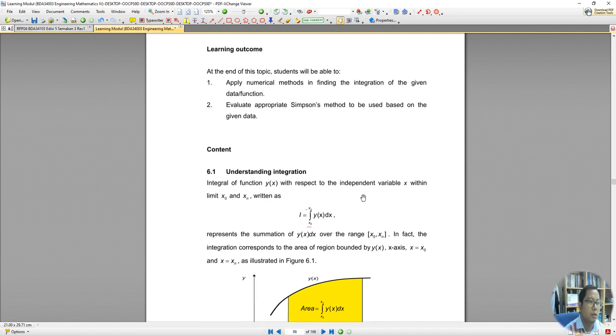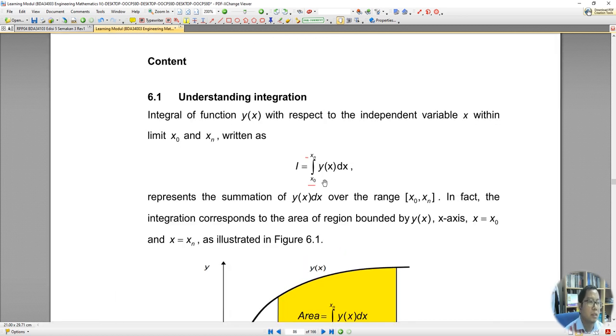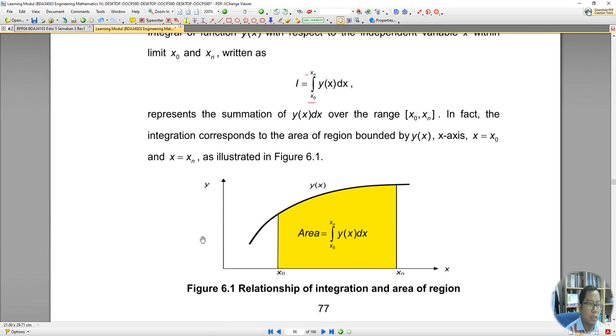For 6.1, it's about understanding the integration itself. The integral of function y(x) with respect to the independent variable x within the limits x0 and xn. As you can see here in Figure 6.1, the relationship of integration and area of region, the limit is from x0 until xn. The maximum one is xn. All the area below the curve is considered as the integral that we want to know.